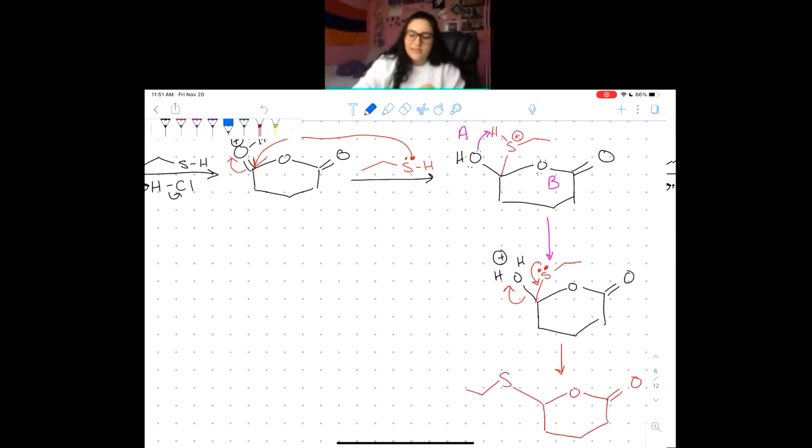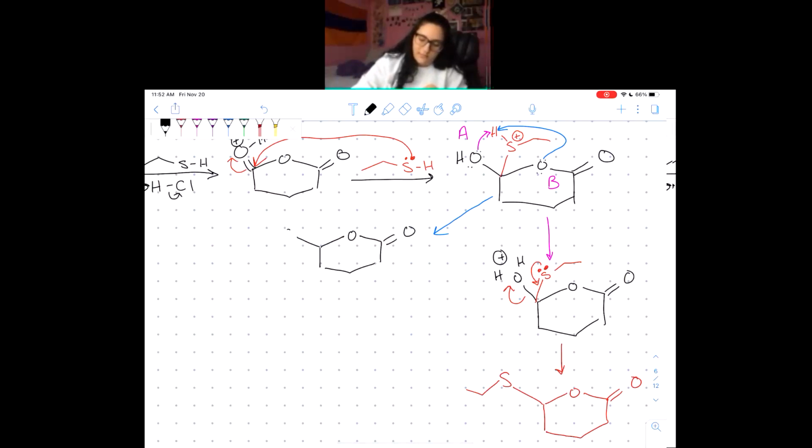Alternatively, if we did oxygen B stealing the hydrogen, these arrows are going to look kind of weird. I apologize. There's so much going on. I'm trying to draw everything correctly, so I'm sorry if it's taking a second. All right. So we have our sulfur, which is now neutral. We have this oxygen that now has a plus.